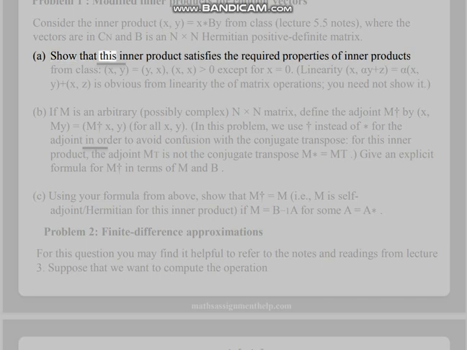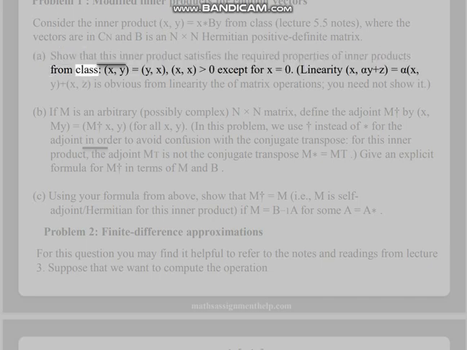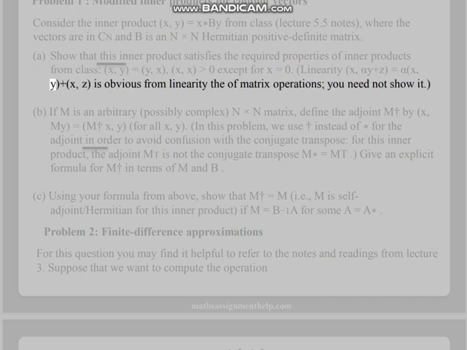A. Show that this inner product satisfies the required properties of inner products from class: <x, y> = conj(<y, x>), and <x, x> > 0 except for x = 0. Linearity, <x, αy + z> = α<x, y> + <x, z>, is obvious from linearity of matrix operations, you need not show it.